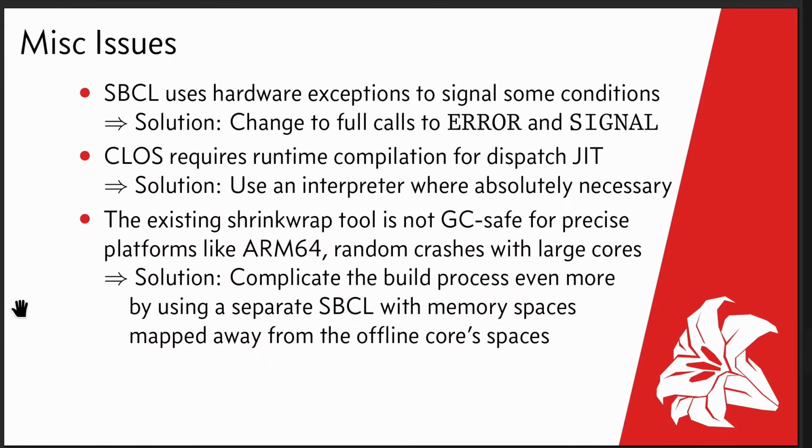Anyway, the other thing with these hardware exceptions is that SBCL not only uses them for garbage collection, but also for some really critical conditions. For example, if you pass the incorrect number of arguments to a function, it'll throw a hardware exception instead of calling error. Or if you have a type error, sometimes it'll also throw a hardware exception. So what we do instead, and this is actually not that difficult, is tell the compiler: instead of trying to be clever and save code space by using hardware exceptions, just call signal or error and let the runtime handle it normally. So we avoid having to use segfaults.